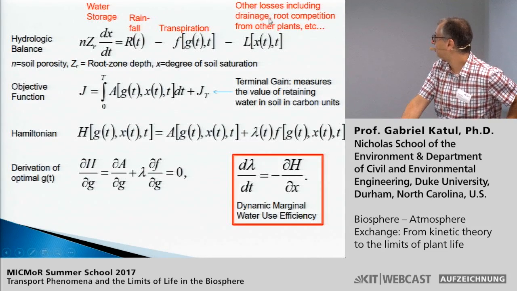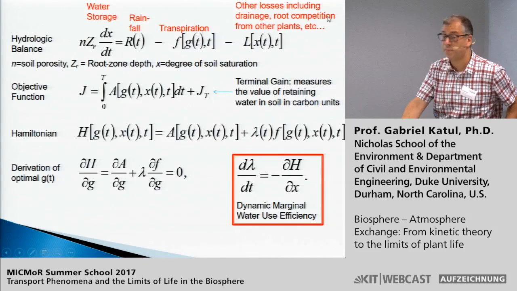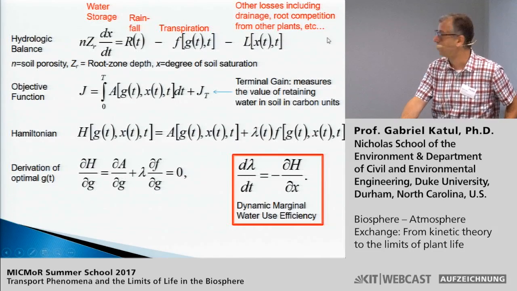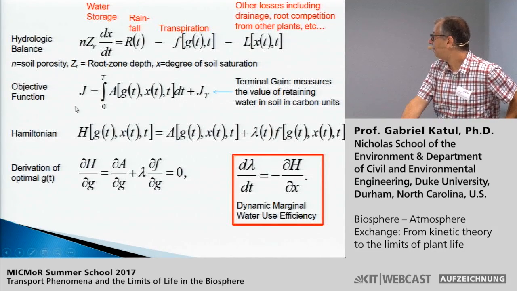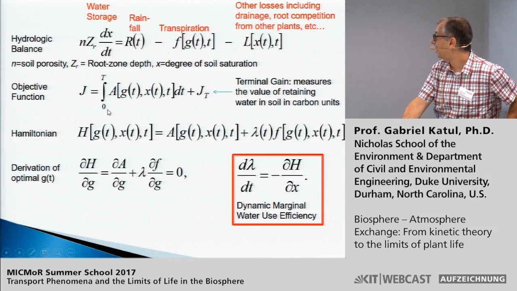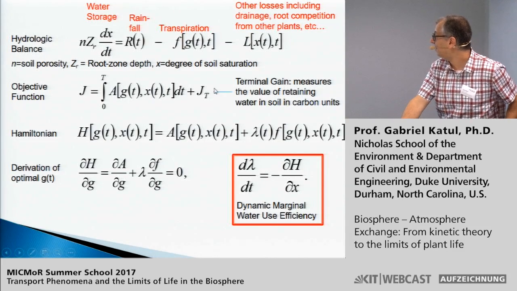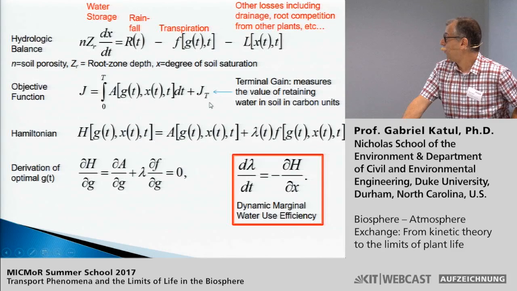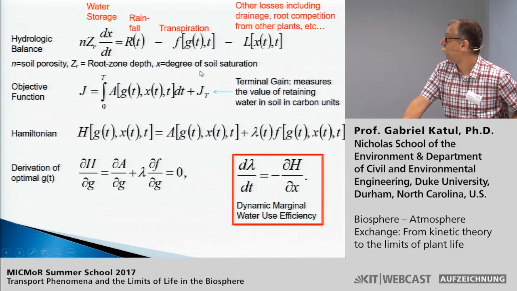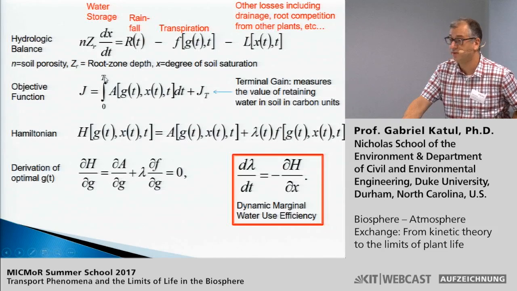And these other losses could be anything. Could be drainage, it could be competition with another rooting system, whatever you like. The objective function does not change. You are still interested in maximization of photosynthesis over a certain time period t, but now we have to specify a boundary condition on the objective function. So what do you do at the end of this time interval t?